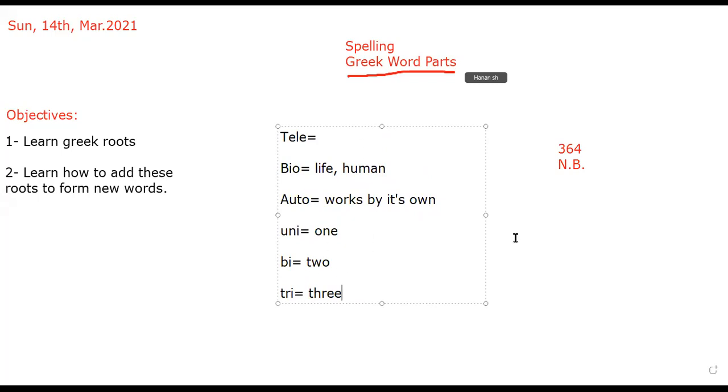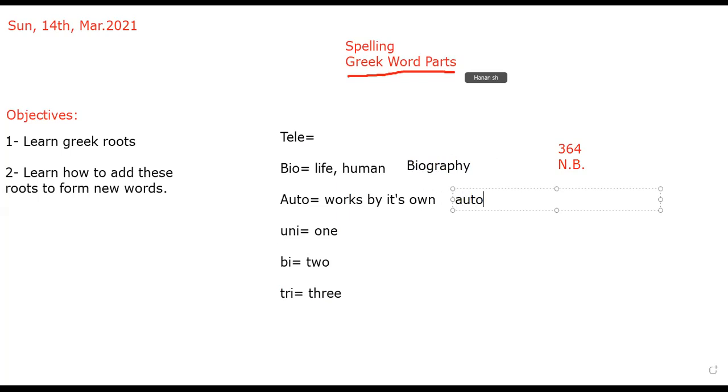Like for example, if I want to add them to a word, like bio, for example, I will add it to graphy: biography. Biography here, it's an English word. What does biography mean? It means the story of another person. I write a story about another person's life. Bio means life. Graph, it means writing. So writing the story of another person's life. Like if I want to write about Muhammad Ali or about, for example, Gandhi or whoever, I will call it biography.